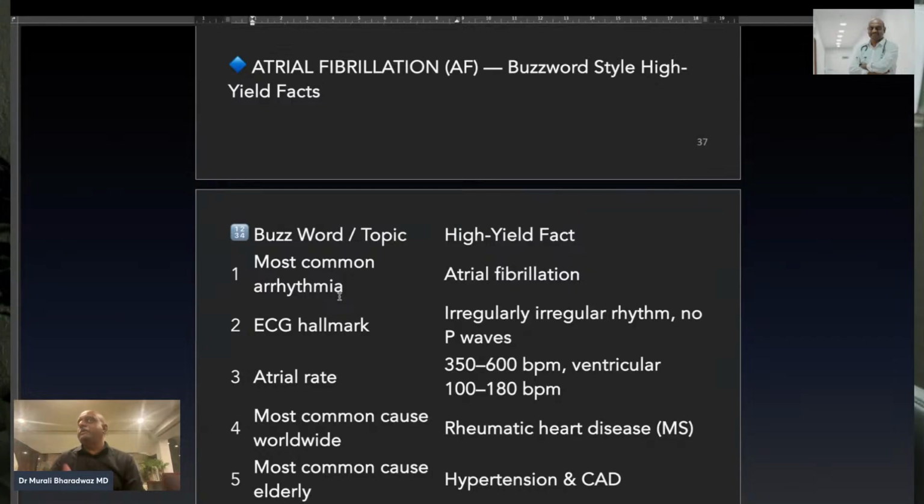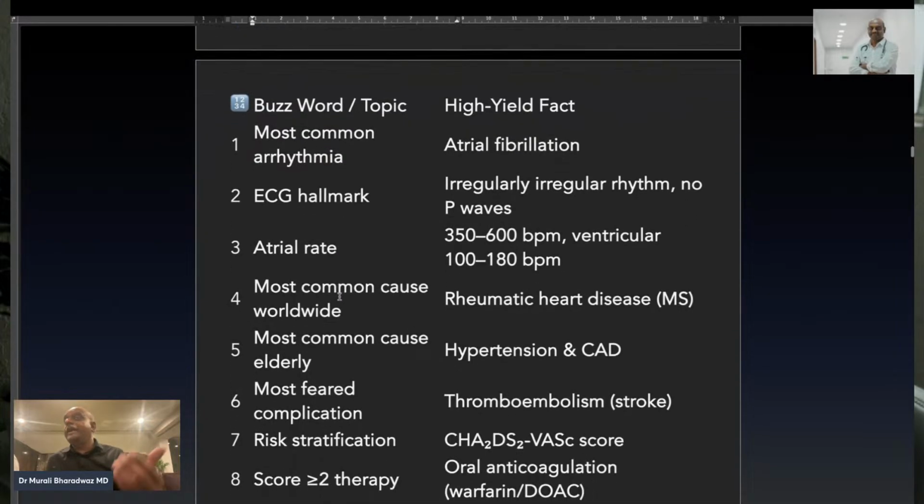Then comes atrial fibrillation. How will you recognize it? Absence of the P wave, irregular rhythm. Which lead will you look at for the absence of the P wave? Lead 2, which is called the rhythm lead. And what is the atrial rate? 350 to 600 beats per minute. Ventricular rate is 100 to 180.